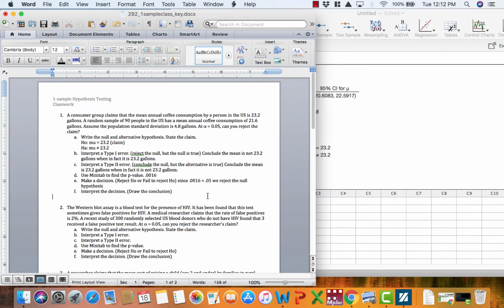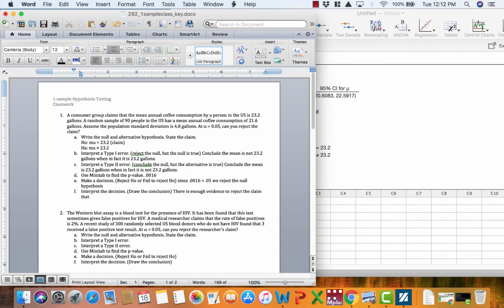Now we want to interpret what this means for the problem. If we reject the null, that means we are concluding the alternative hypothesis. So there is enough evidence to reject the claim that the mean coffee consumption is 23.2 gallons. There's enough evidence to reject the claim, because we are rejecting the null and the claim is the null.